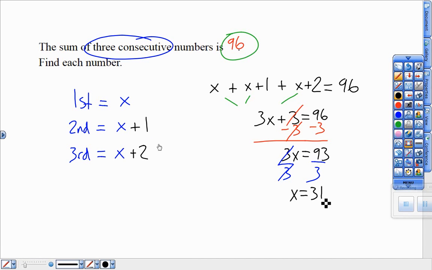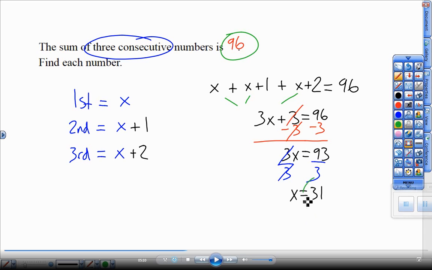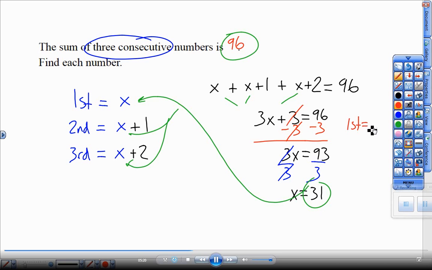That is the first number. Don't stop right there. A lot of you stopped and said that's the answer, but that's only the first number of 3. I need 2 more. So I need you to put that x in here and show me the math, and then give me the actual numbers. So the first number, of course, is 31. The second number comes from taking 31 plus 1, but don't just write 31 plus 1. Actually finish that out and write that as 32.